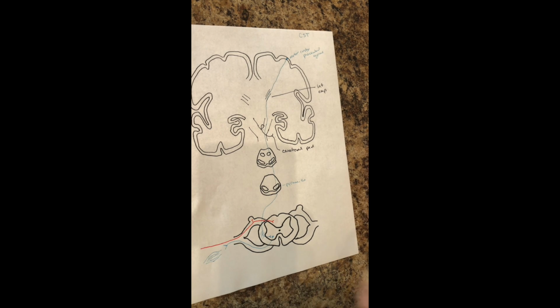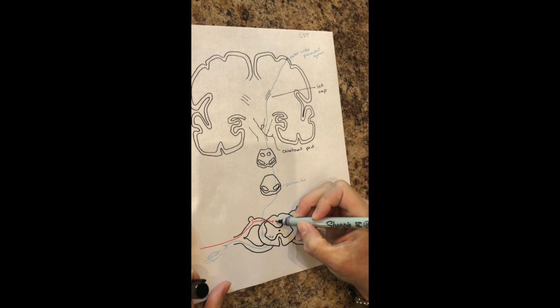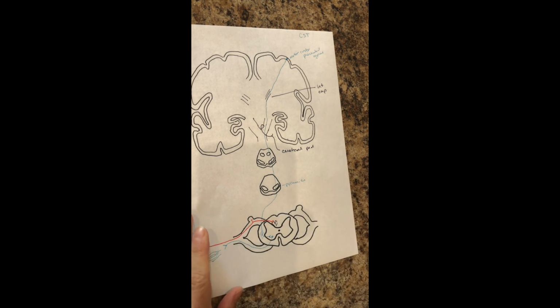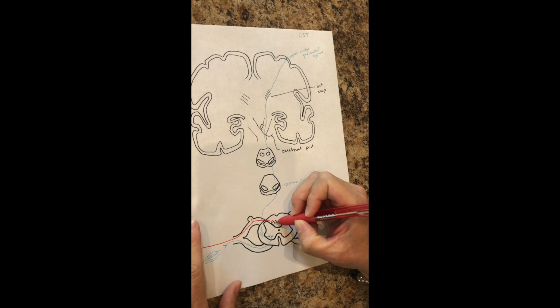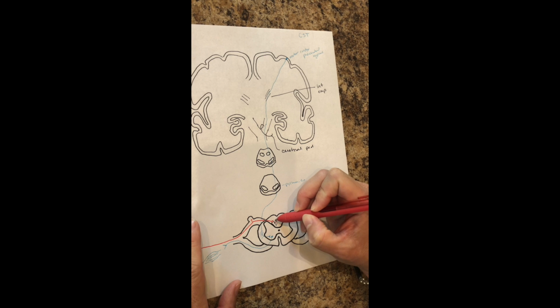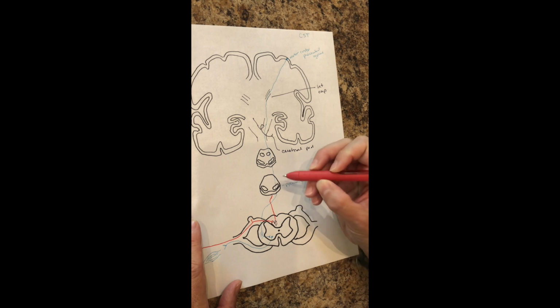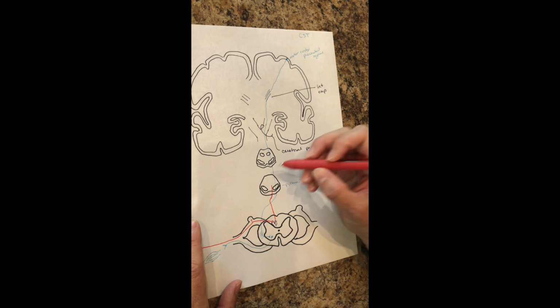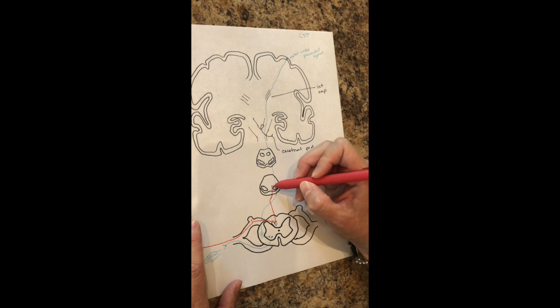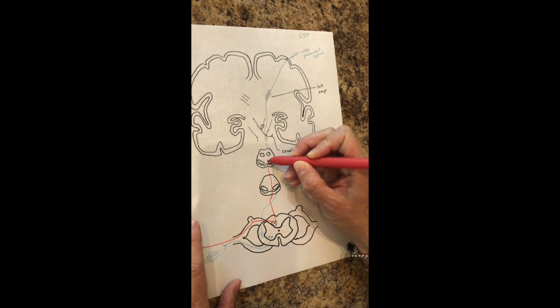So those nuclei kind of look like this. That's where the synapse is going to happen. Then that information is going to be carried up, and it's going to decussate. So it's all just more information here. Ultimately, it ends up being this very medial portion. That's why they call it the medial lemniscus.